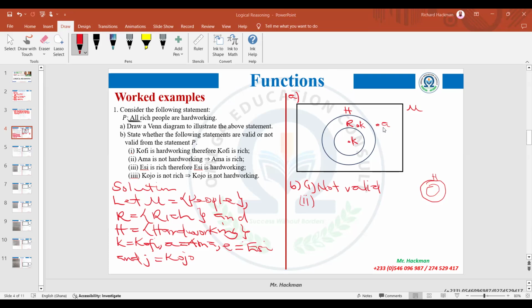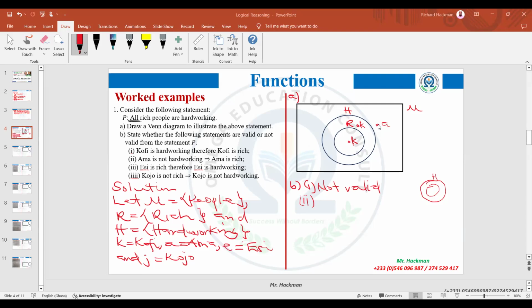Now, as for the placement, it shouldn't be a problem. It's the second one that usually is a problem. So let's see, Amma is rich. From the statement that we have here, it means if I have Amma outside H, Amma must be in R. But I have Amma outside H, and Amma not in R. So obviously this region is not conforming to the statement that we have here. So it is a counter statement.